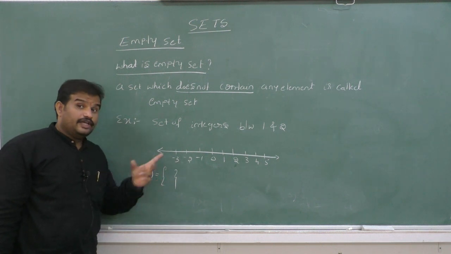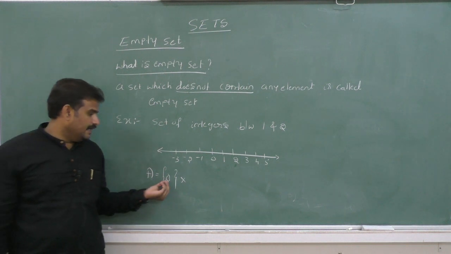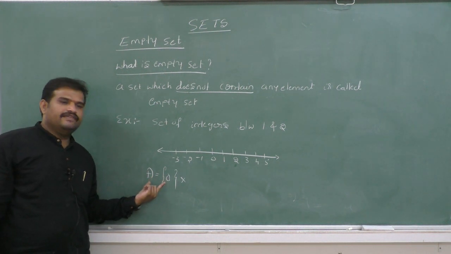This is empty. If you write 0, this is not empty. Why is it not empty? Because this is a set having 0.